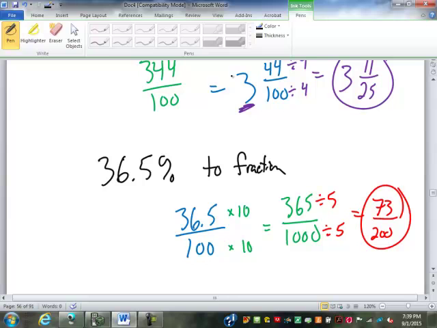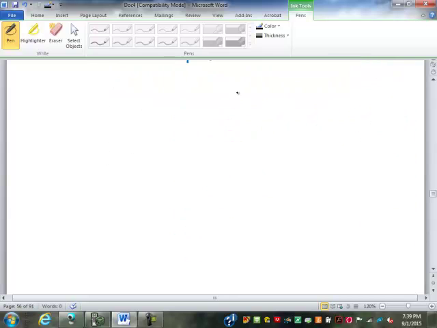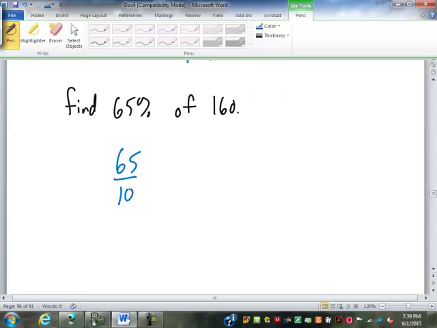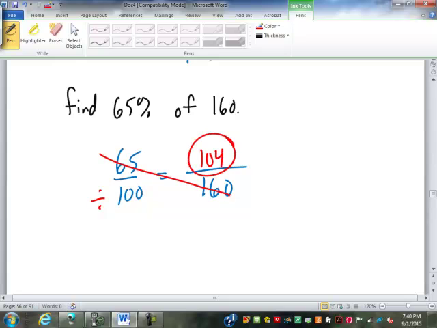Anybody have any questions on converting the percents? And then we're going to have, just like what we saw earlier, questions like find 65% of 160. So, of course, 65 over 100, because that's a percent. 160 go top or bottom? 160 on the bottom. We're going to cross multiply and divide. 65 times 160 divided by 100 is 104. Perfect.